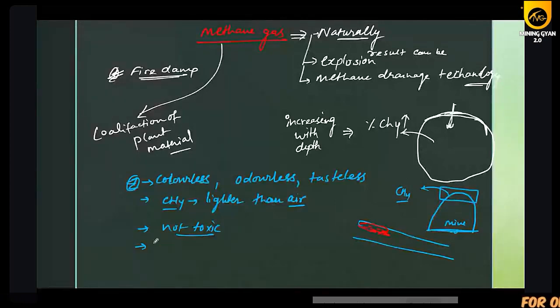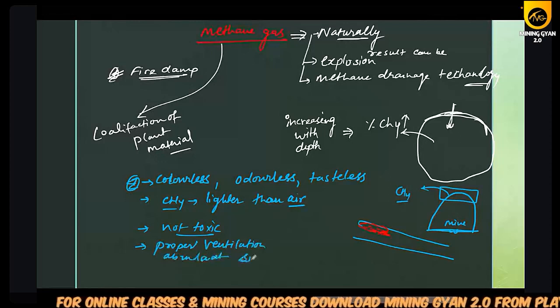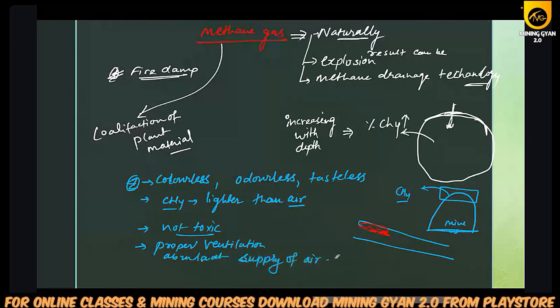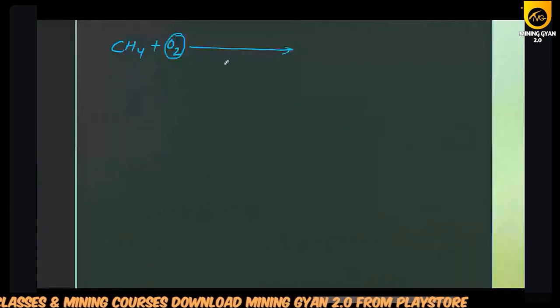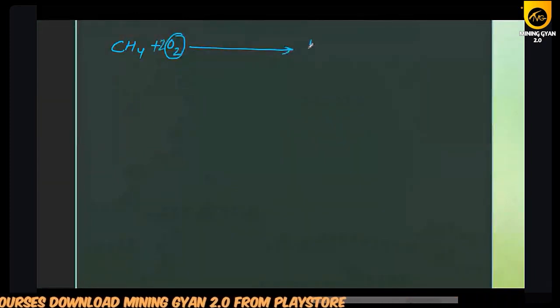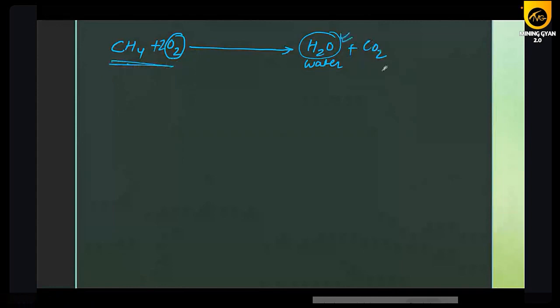So if there is proper ventilation, or abundant supply of air, then it produces water and CO2. If you want to see the equation, if this is methane and we provide oxygen in sufficient quantity, that means 2O2, then it will produce water as well as CO2. Just remember, when methane and oxygen meet, it will produce water and CO2.